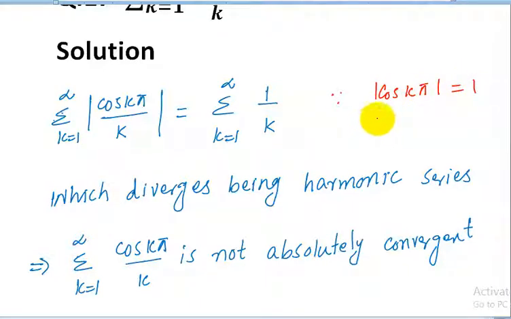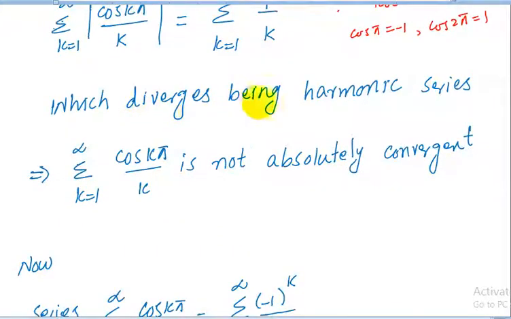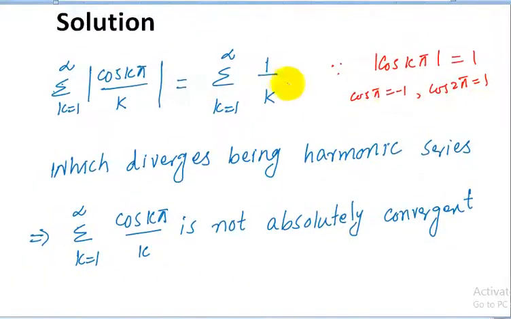Since cos pi is equal to minus 1, cos 2 pi is equal to plus 1, cos 3 pi is equal to minus 1, mod of cos k pi is equal to 1, and mod of k is equal to k since k starts from 1 to positive infinity. So this diverges, being a harmonic series. As this series is a harmonic series, it is divergent, which implies the given series summation k starting from 1 to infinity cos k pi upon k is not absolutely convergent.